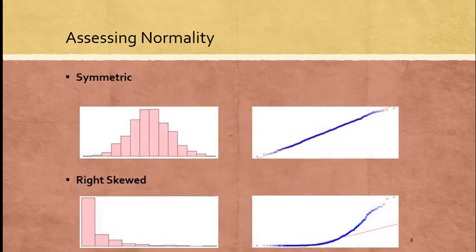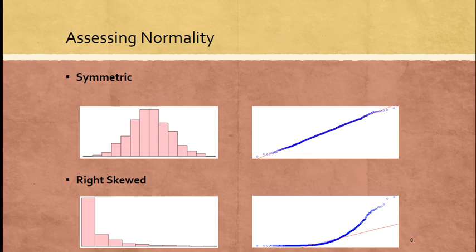And here are some histograms and probability plots you will typically see for different types of distributions. A unimodal symmetric distribution is the ideal one. You can see that for symmetric, it's generally unimodal symmetric. It looks more or less bell-shaped. The probability plot looks very much like a straight line. This is sort of the gold standard. This is what we love to see.